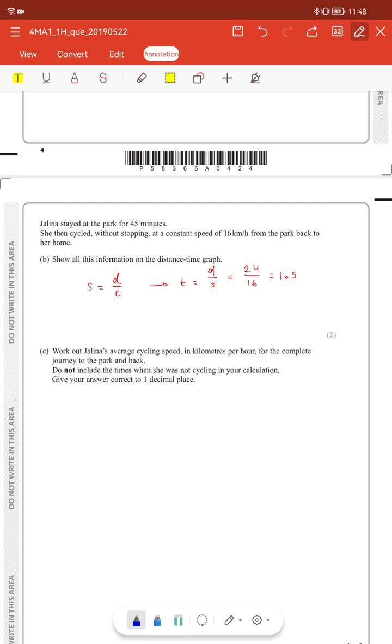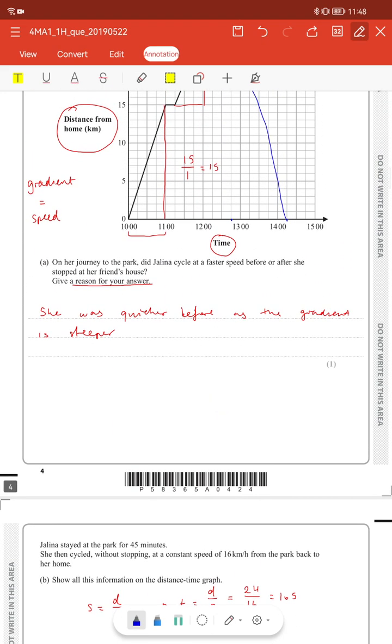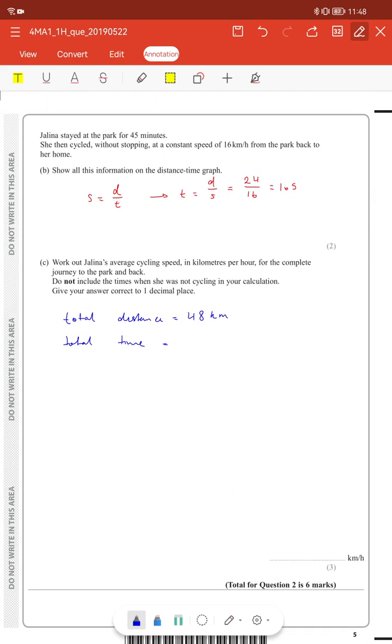Work out her average cycling speed in kilometers per hour for her to complete the whole journey to the park and back. So she has cycled her total distance would be 24 kilometers to the park, 24 kilometers back from the park, which is 48 kilometers. And the total time, well, if she left at 10 a.m. and she's back at 2:15, that is going to be a time of 4 hours and 15 minutes, which is 4.25 hours. So the average speed would be 48 over 4.25, which would give us 11.3 kilometers per hour. Remember, to one decimal place.